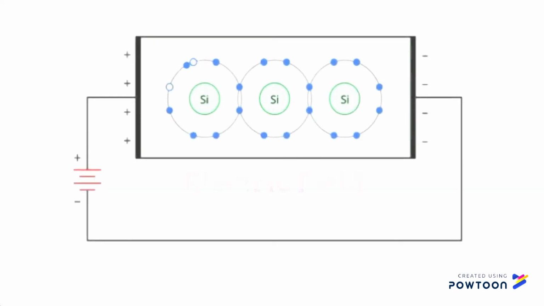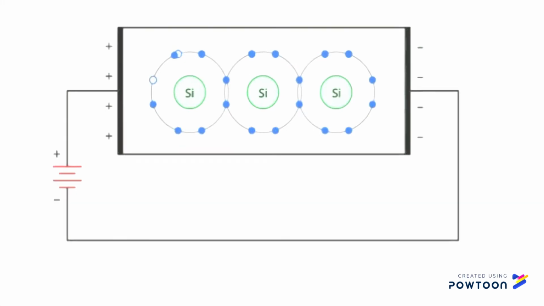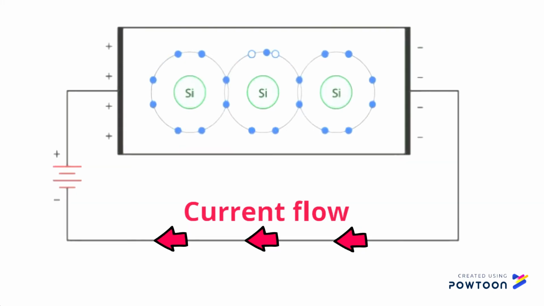When an electric field is applied, an electron will fill the hole in the direction opposite to the electric field and another hole exists. The flow of both electrons and holes in opposite directions generates current. This process keeps repeating, and that's how the electrical conduction works.